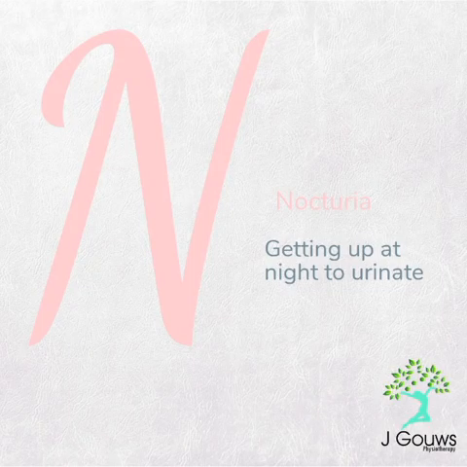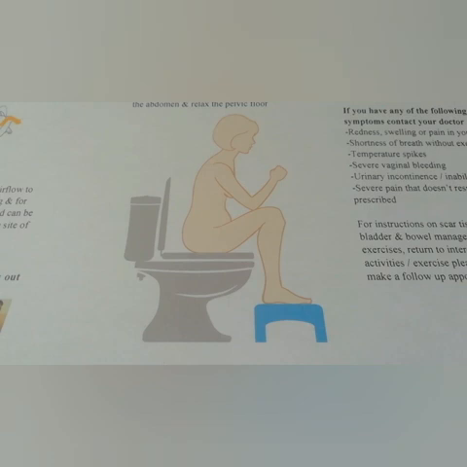N is for nocturia. This means that you get up at night to urinate. It is normal to get up 0 or 1 times, but you shouldn't be getting up more than that. Our bladders actually should be filling less because we produce less urine at night. So if you are struggling at night getting up more than once to go and urinate, you might need to go see your pelvic floor physio.